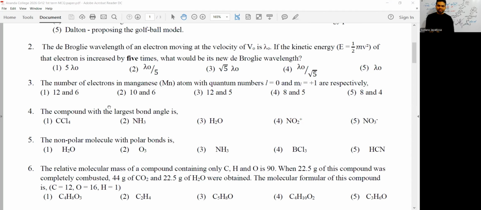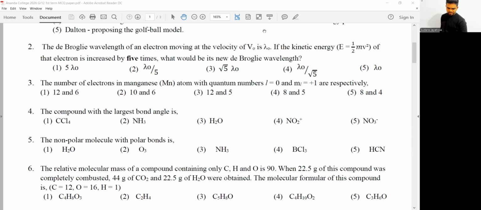Right, so the fifth question is asking for the non-polar molecule with polar bonds. It's a kind of good question, right? Non-polar molecule with polar bonds. What is the meaning of non-polar molecule? If the molecule doesn't have a net dipole moment, a resultant dipole moment, then it becomes non-polar.